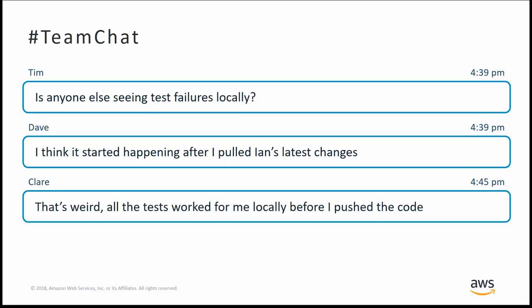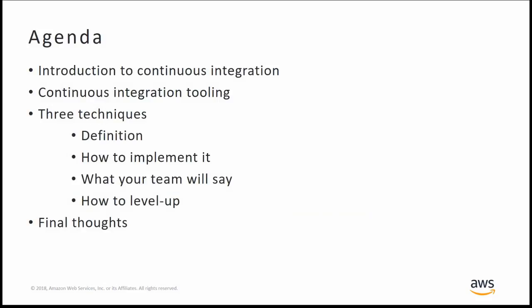And finally, what we're seeing here is someone seeing some test failures locally. We've all got different local development environments. Someone claims that they tested their change before they pushed, but it's not working for everybody on the team. So we're going to look at some best practices to help you get out of these situations that you're seeing in your team chat rooms and that are affecting your team's productivity.